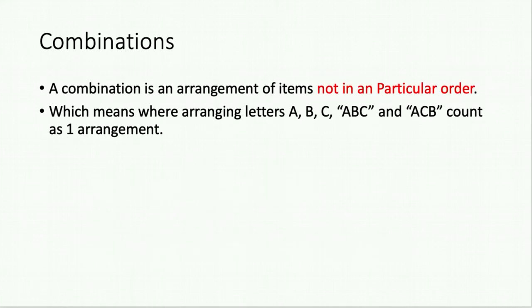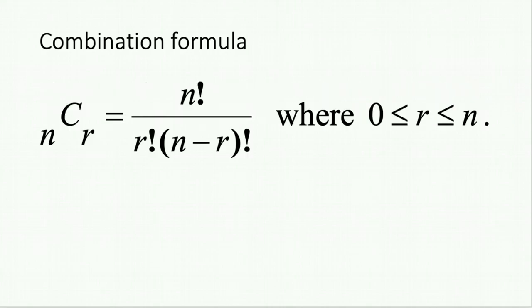Now, on to combination. A combination is an arrangement of items that is not in any order, which means in the case of arranging letters A, B, and C, ABC and ACB will count as one arrangement. Here's the general formula of combination: n factorial over r factorial times (n minus r) factorial.